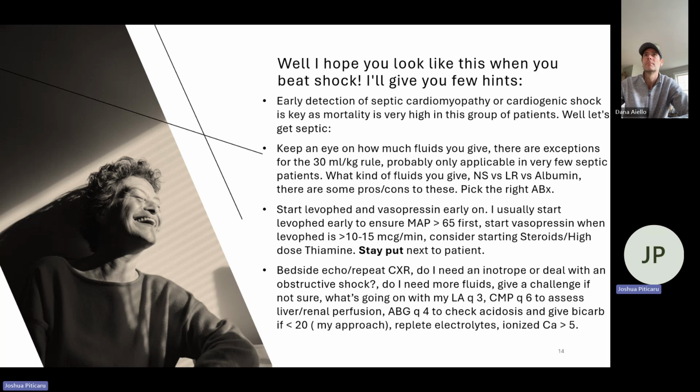We get a lot of sick patients these days, and they have all kinds of diseases, renal failure, liver failure. If you give them that amount of fluid, hopefully they already have pressors on, but if you do, just be vigilant. What kind of fluids you give? NS, LR, albumin? There are obviously studies showing pros and cons of all these fluids.